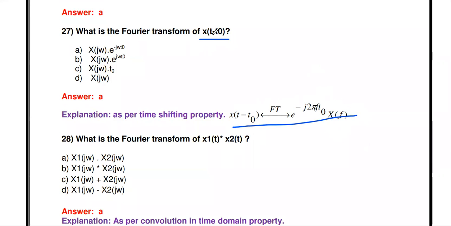So x of t has the Fourier transform X of j omega. So for x of t minus t naught, the Fourier transform is X of j omega multiplied with e power minus j omega t naught. This is the correct answer. For x of t plus t naught, the Fourier transform is X of j omega into e power j omega t naught.